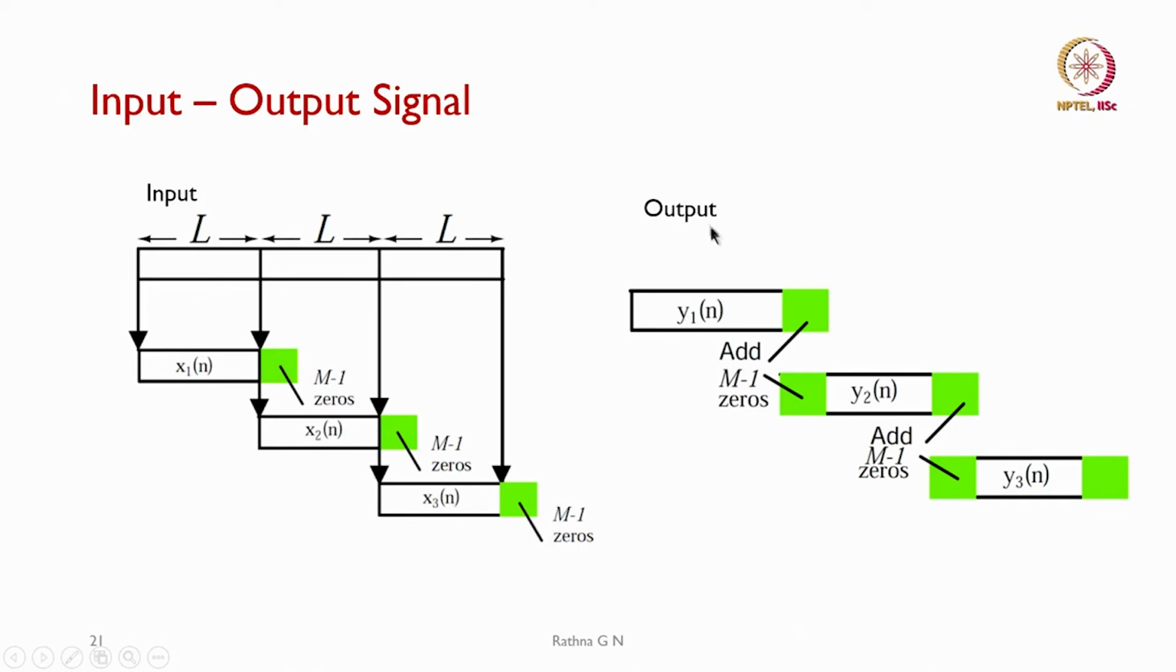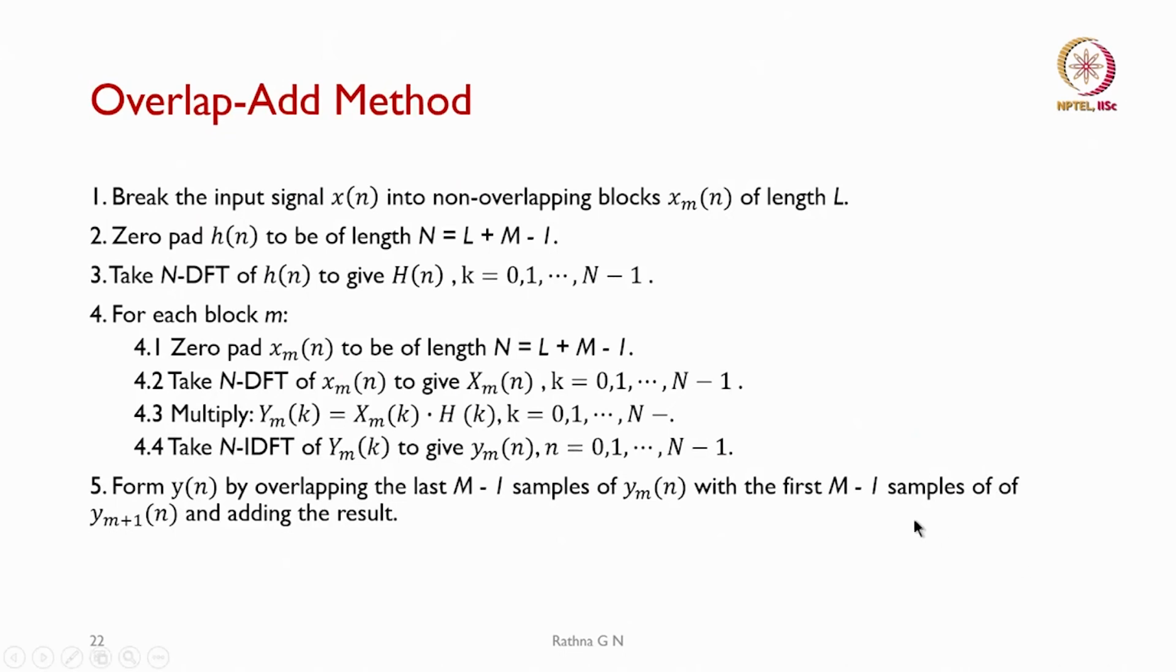Then what will be our output? This is y 1 of n, and we add m minus 1 zeros to this one, appending on y 2 of n, and on the other side also m minus 1 zeros. So, m minus 1 zeros are added with y 3 of n and so on, and that is what we will have as the output.